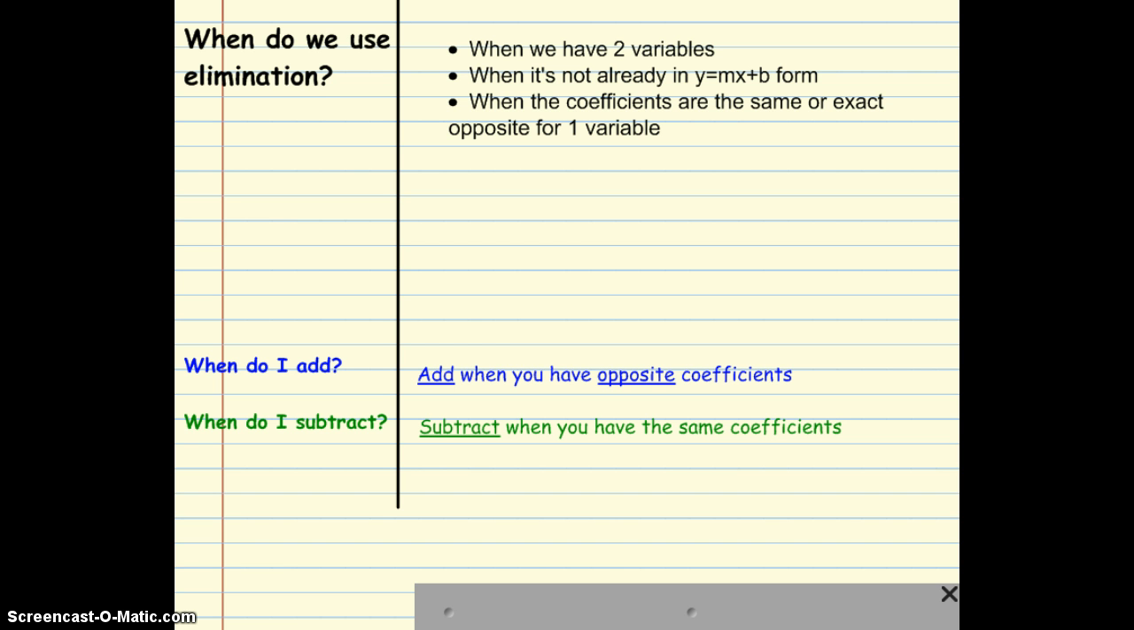Well, how do you know when to add? Well, you are going to add when you have opposite coefficients, meaning one of them is a positive number and one of them is the exact opposite of that number. And when do you know to subtract? You are going to subtract when you have the exact same coefficients, the exact same number in front of the variables. This will make a little more sense when we do an example here.